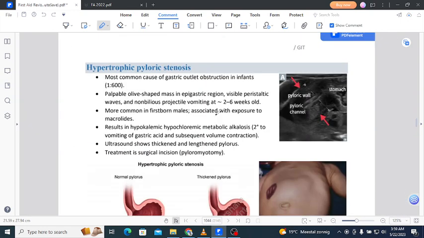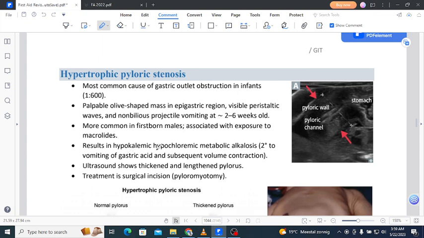Then let's move forward to hypertrophic pyloric stenosis. Hypertrophic pyloric stenosis is the most common cause of gastric outlet obstruction in infants, about 1 in 600. Palpable olive-shaped mass is a very important buzzword which they often give you in the questions. They will give you the buzzword that there is a palpable olive-like mass in the epigastric region, so you have to go for pyloric stenosis in that case. Visible peristaltic waves and non-bilious projectile vomiting at 2 to 6 weeks old.